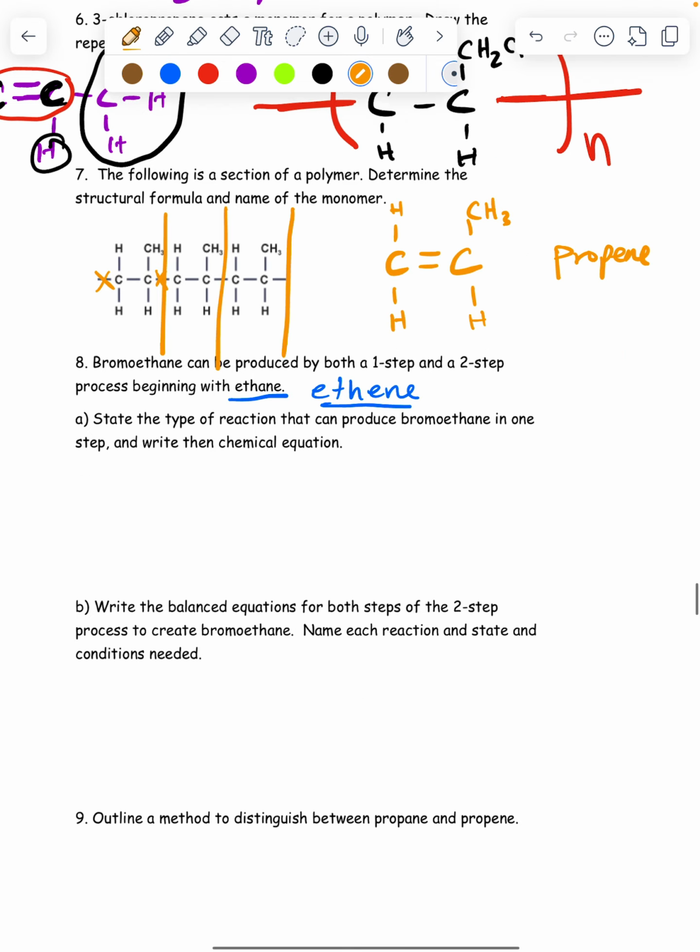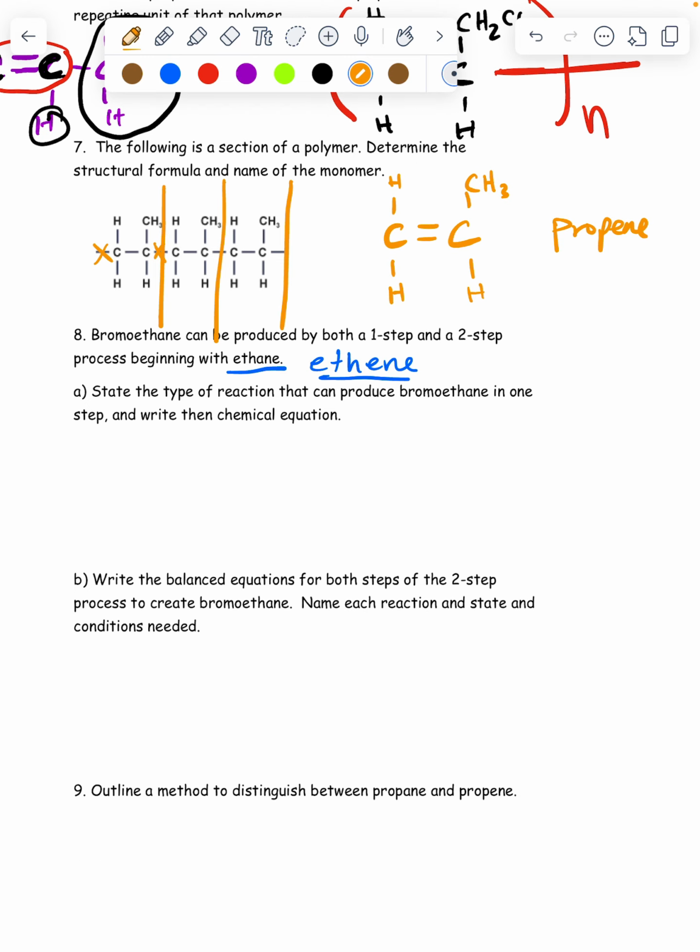Okay, there's a mistake in question 8. It should say bromoethane can be produced by both a 1-step and a 2-step process beginning with ethene. So that's my fault. Sorry about that. State the type of reaction that can do it in 1 step. Well, if we're doing it in 1 step and we're starting with an alkene, then we must be doing an addition reaction. That's the type of reactions that alkenes do.